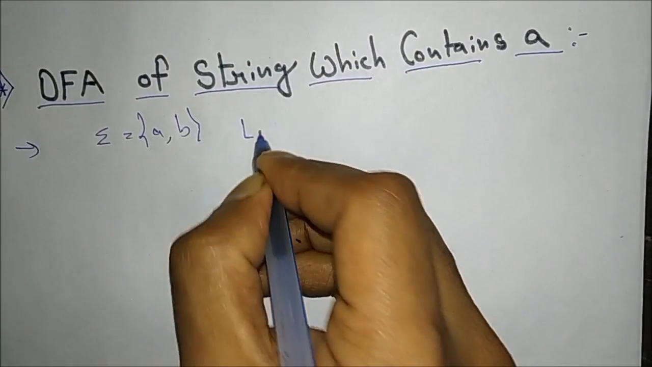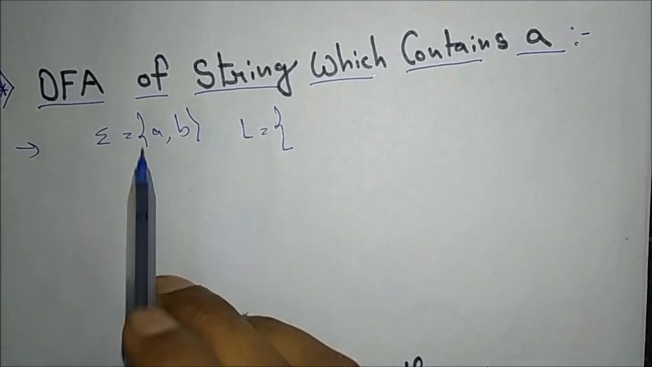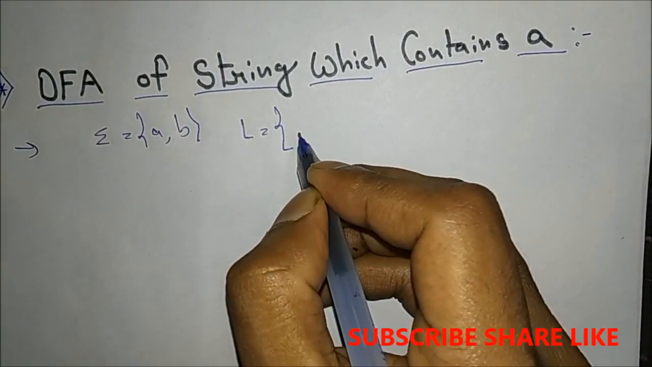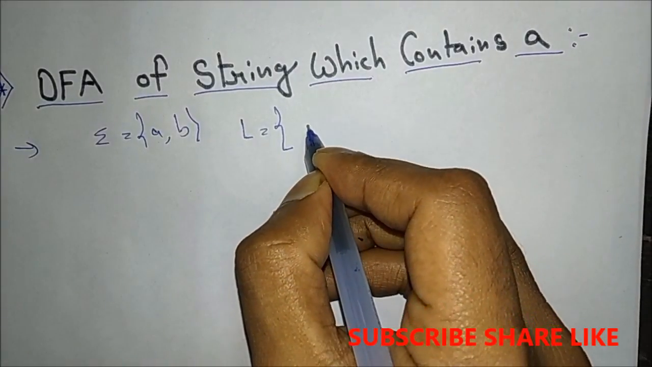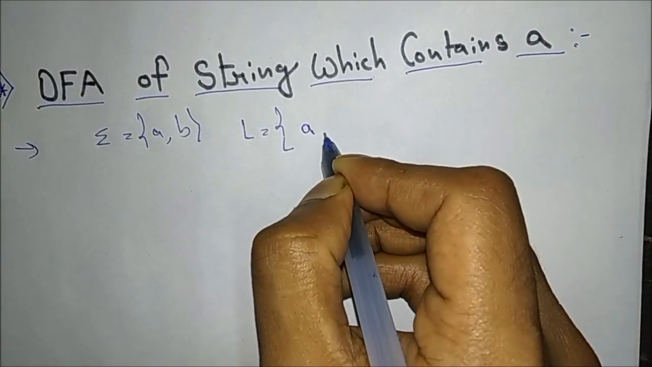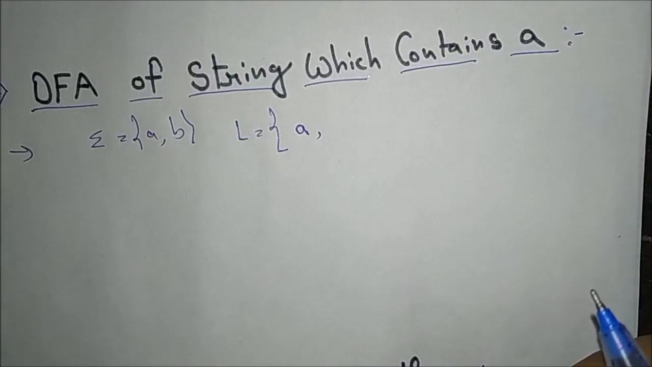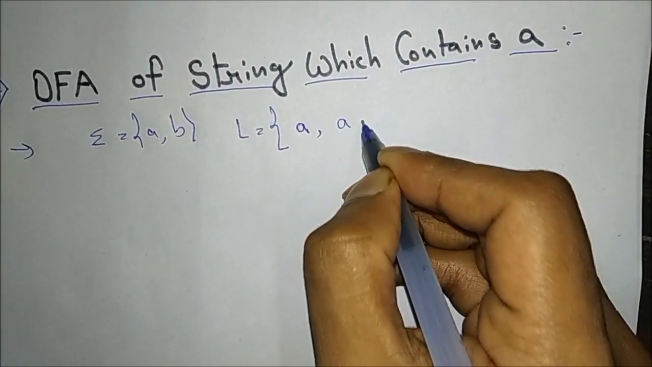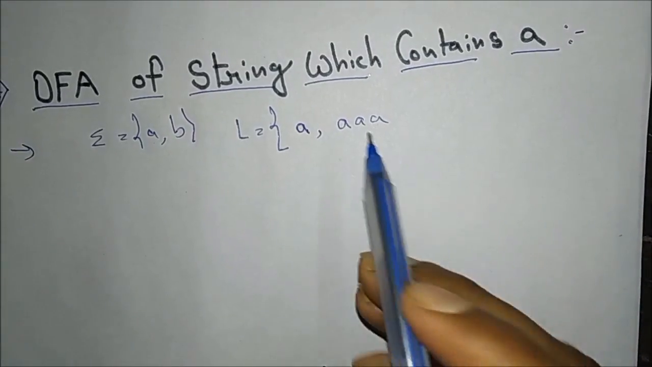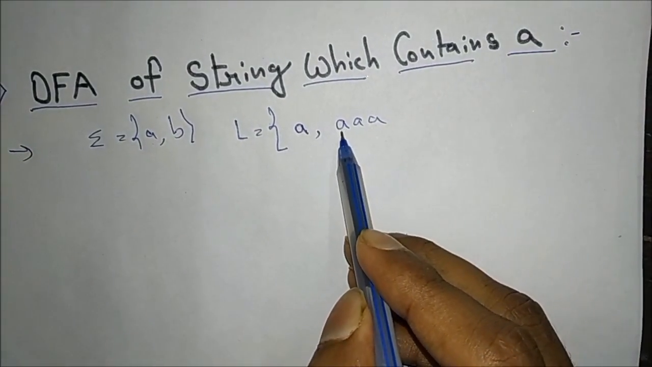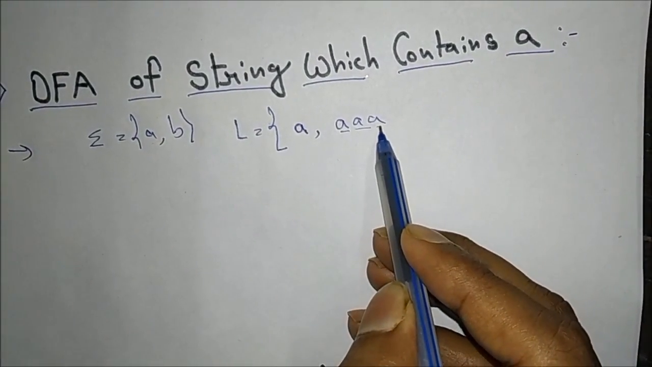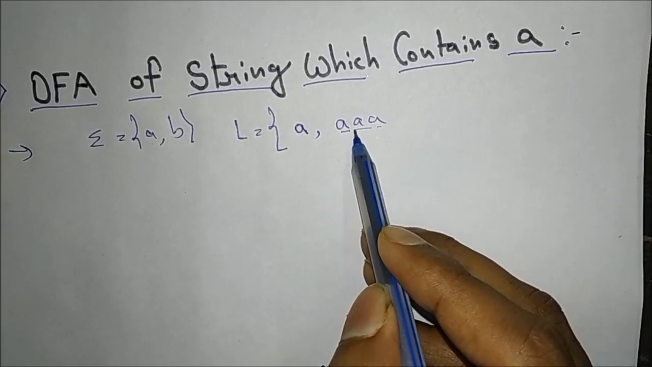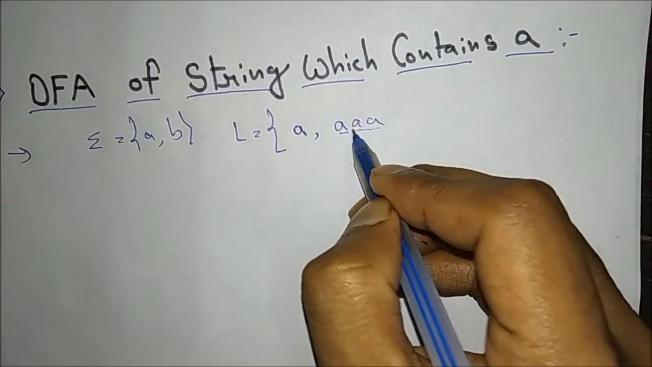So what is the language? Here there are two inputs, A and B, and the string has to contain a. So the first string will be only a, a single a, because the string has to contain a. The string can also be like this, with three A's, which means the string is containing a.